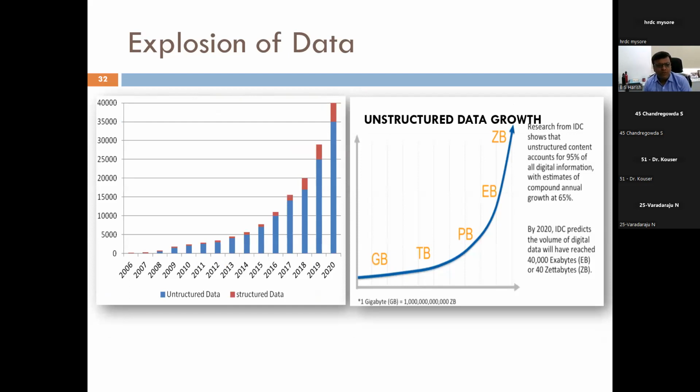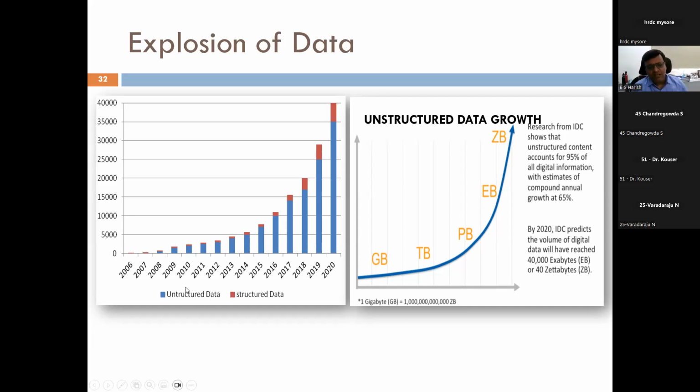So we slowly started with 1 gigabyte of data, and then we slowly moved to terabytes of data, then petabytes, then exabytes, and now we are in the period of zettabytes, right?